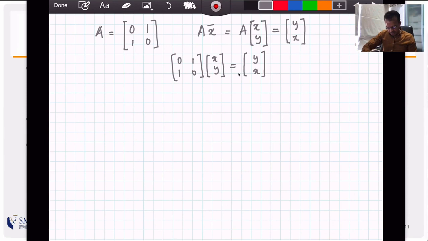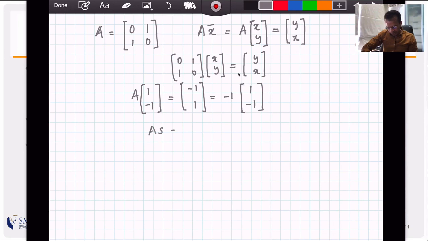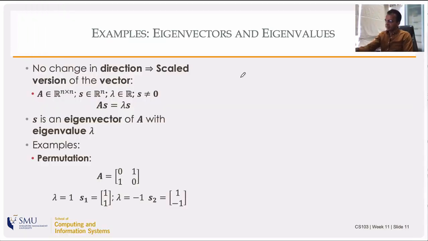What I'm saying is if I take A times (1, minus 1), what I'll get is (minus 1, 1). But this is the same as minus 1 times (1, minus 1). So this is in the form AS equals lambda S. S is this vector or this vector, and lambda is minus 1. So two eigenvectors and two eigenvalues.